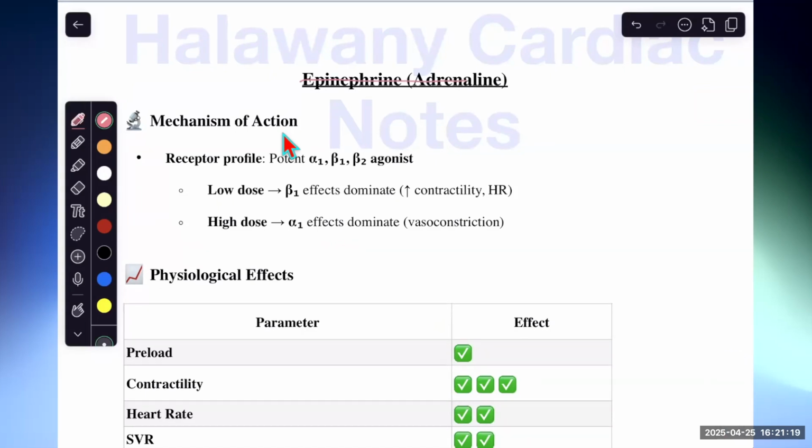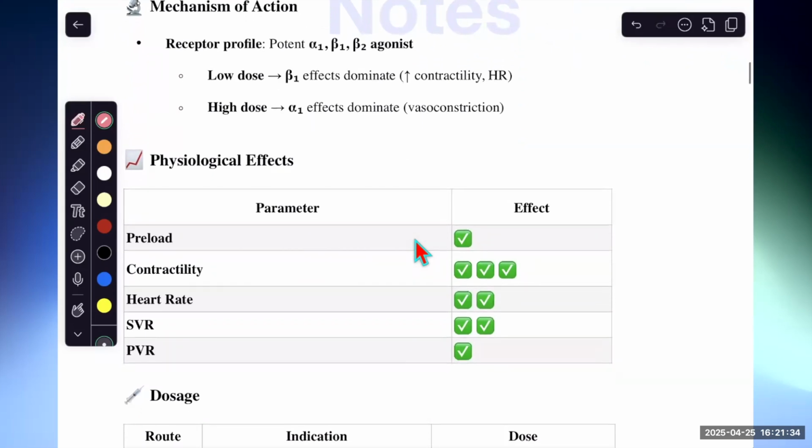Mechanism of action. Masterpiece of adrenaline. Receptor profile: alpha, beta 1, beta 2, whatever. Low dose is mainly beta 1 dominant, good contractility and heart rate. High dose is alpha dominant, vasoconstriction. Well, I should now open the voice and ask you, but I will not. Otherwise, some of you will have tachycardia already.